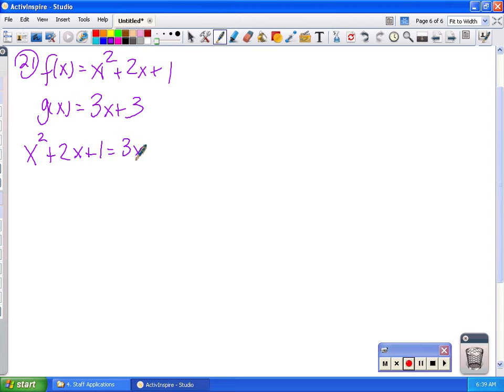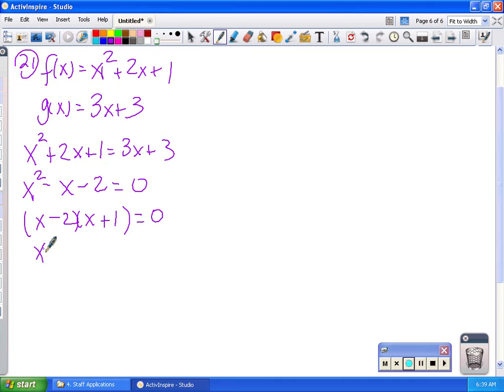equal to g of x. So I get x squared. Remember, you have to get this thing equal to 0, minus x to find the roots. Minus 2 equal to 0. So factor: x minus 2, x plus 1. I want a negative in the middle, equals 0, x equal to 2, x equal to negative 1. So I know that I'm going from negative 1 to 2.